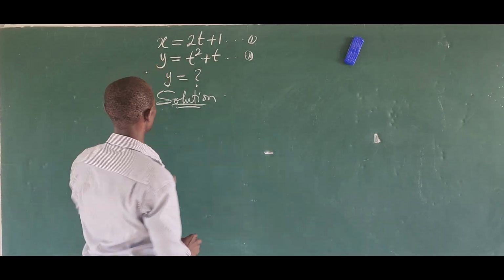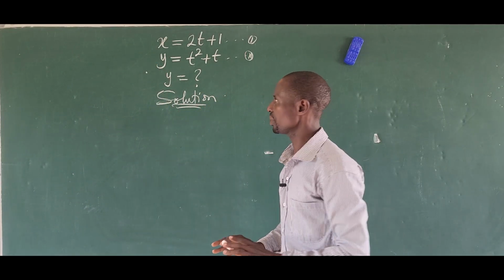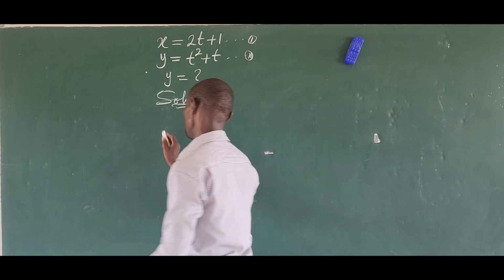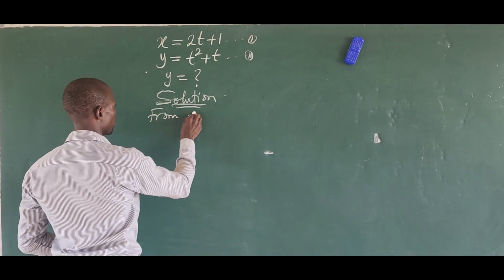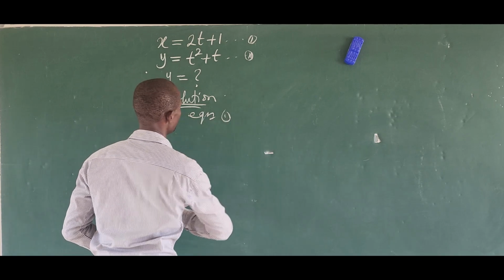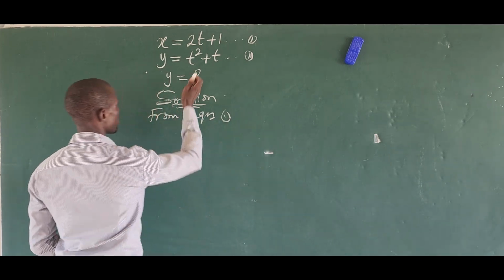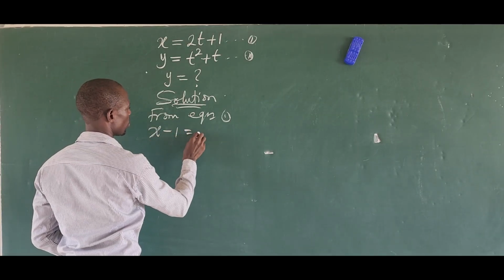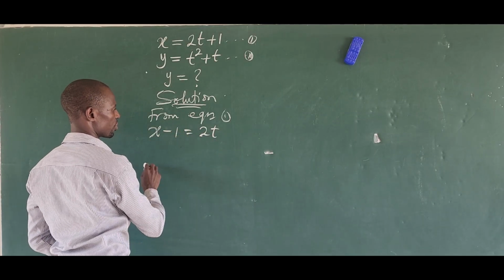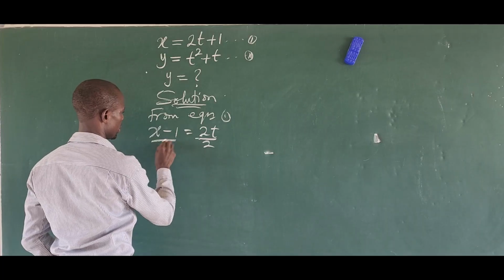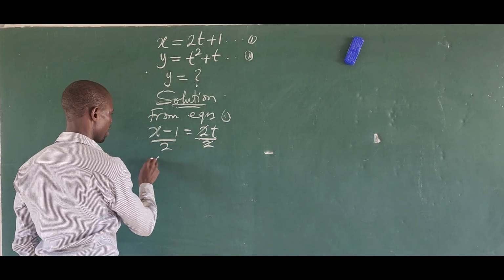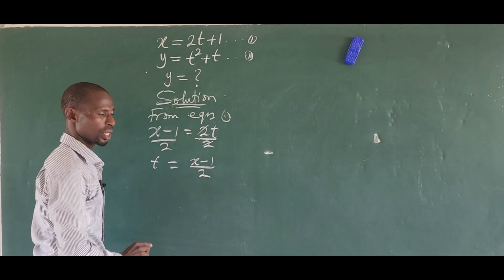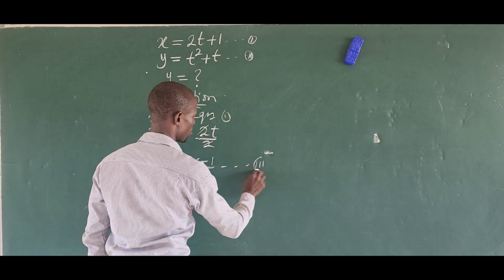Now from equation 1, all we have to do is to make the parameter the subject of the formula. So from equation 1, we want to make t the subject of the formula. If we move this to this side, this gives us x minus 1 equal to 2t. Just divide through by 2. So we now have t is equal to x minus 1 all over 2. So we have a new equation. Let's give this equation 3.